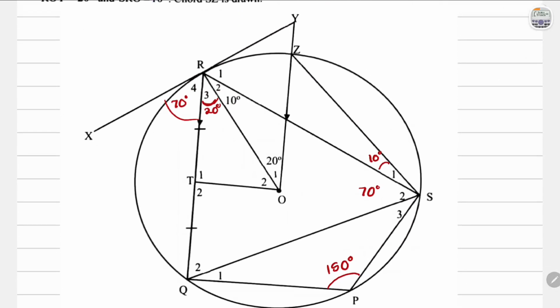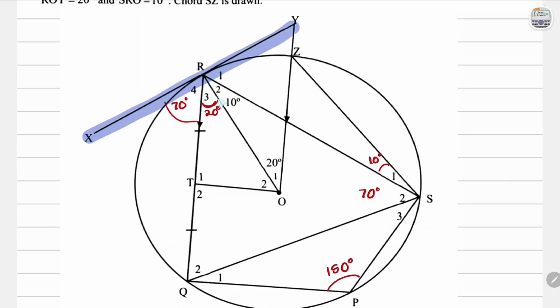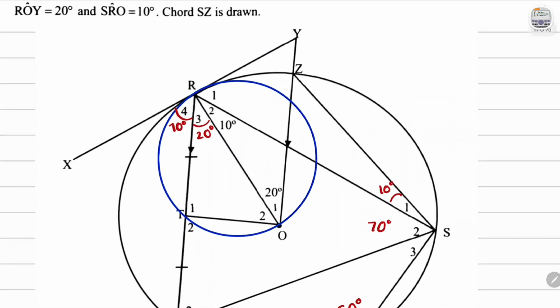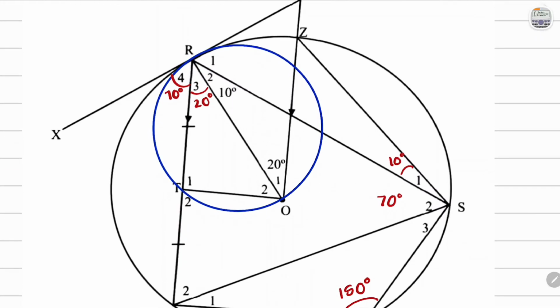They want us to prove that this XRY is a tangent to the circle passing through RT and O. So it means that we're going to have to sketch a circle here first and then prove that that is a tangent to that circle. So let me go ahead and draw that circle. Okay, so here's our circle. I tried my best to make sure that RT and O are on the circumference.